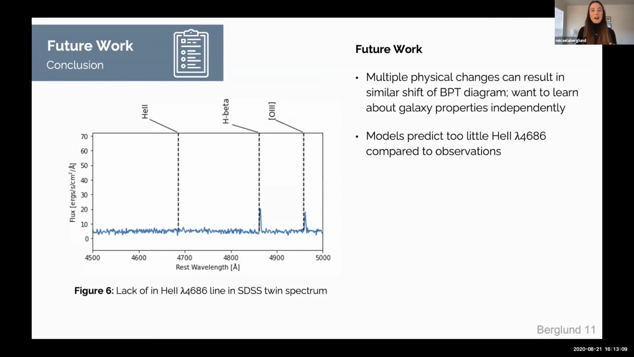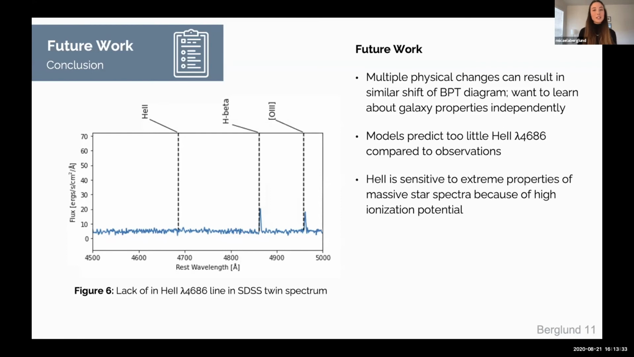There's also a discrepancy. We're seeing too little helium-2. So there's a lack of helium-2 in the SDSS twin spectra, but we have to get better spectra so that we can see the helium-2. That's why we selected those 21 of the SDSS twins particularly. Helium-2 is really important because it's sensitive to the extreme properties of massive stars because of its high ionization potential. And the analysis of this line isn't possible yet because we don't have good enough data.